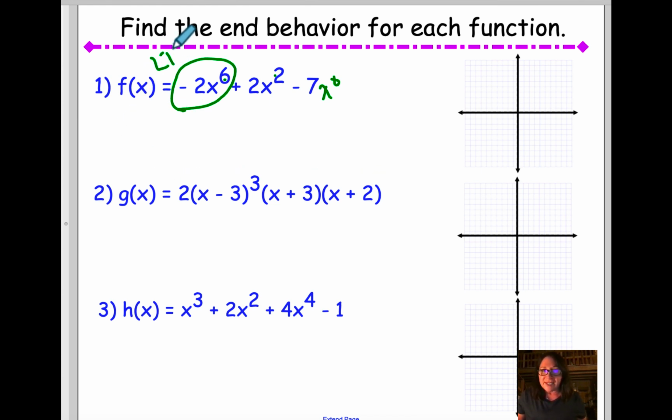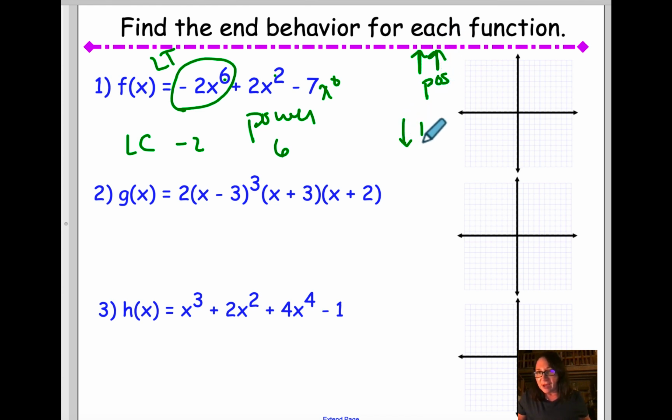That's your LT. Now my leading coefficient is -2, which is negative. And my power is even. So what that means is my end behavior would either go up, up if it was positive, or down, down if it's negative. And this is what it is. It's not positive, it's negative to the 6th. So I do know it goes through -7. You can decide whether or not you're going to put that into your graph, but you would just do a sketch.